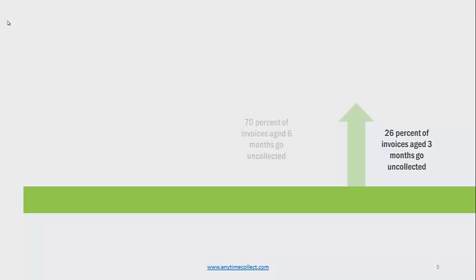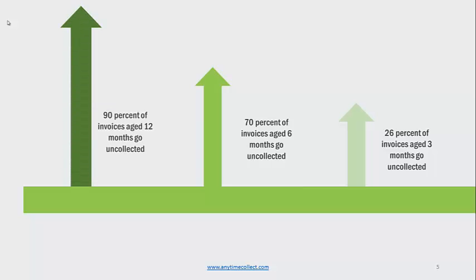An invoice dispute prolongs payment. Prolonged payments increase the risk of not being paid. 26% of invoices that age to 3 months go uncollected. If you have disputes that are lingering out there for 6 months, you'll be lucky to collect on 30% of them. And if you have disputes that are aging for 12 months, 90% of those will go uncollected.